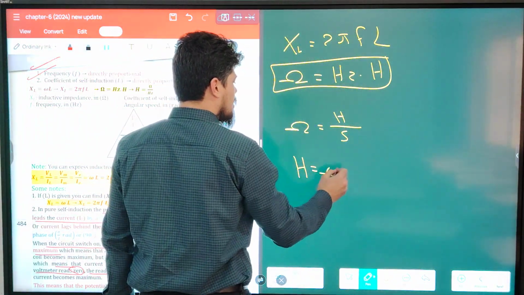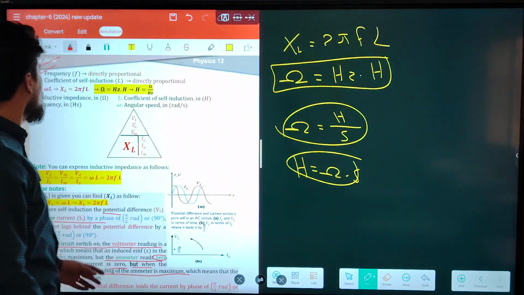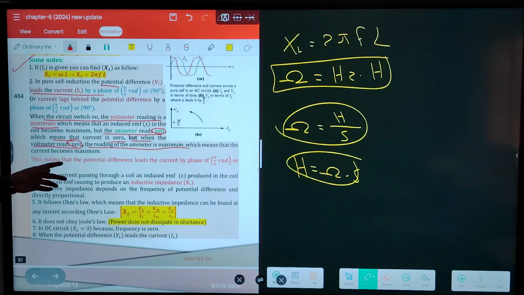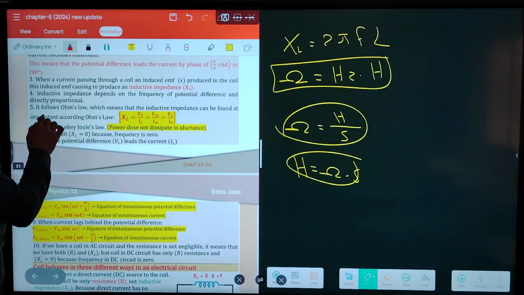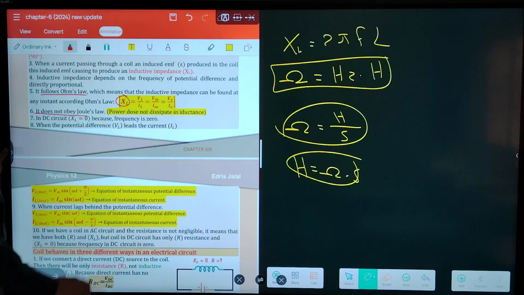Henry is equal to what? Ohm second. This is very, very important. Be careful. When L is given with the frequency, you can find XL. Guys, it follows Ohm's law. You can find XL at each instant, but it doesn't obey Joule's law.